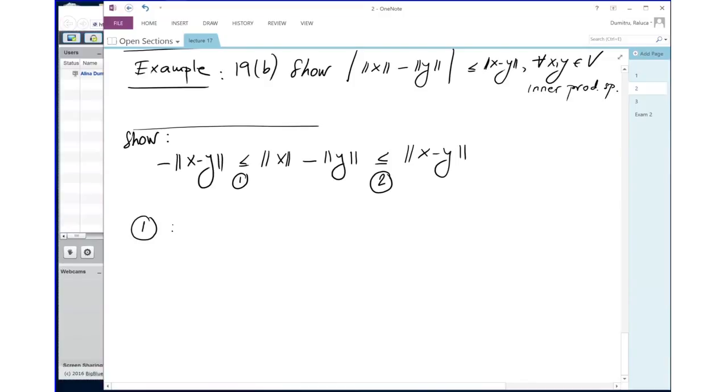Let's look at the first one. I'm going to rearrange everything so I don't see any negatives. Why is that? Because I'm thinking about the triangle inequality. So I'll move things around. 1 turns out to be equivalent to showing that the norm of y is less than or equal to the norm of x plus the norm of x minus y. Does this one look like the triangle inequality? Maybe not yet, but for which vectors? Now it does.